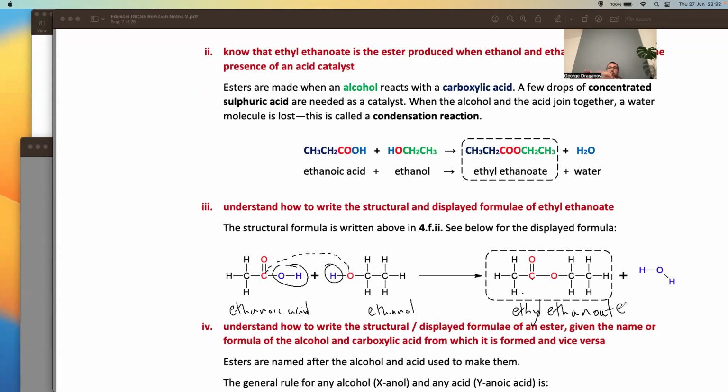This is the displayed formula that's used in the equation, which is perfectly acceptable, but you should also understand it with structural formulae. So here they've actually made a little mistake. In this particular note, this should say propanoic acid because it has 3 carbons. So this will be propanoic plus ethanol, which brings an interesting point. The name of this would still be ethyl, but then it'll be propanoate.